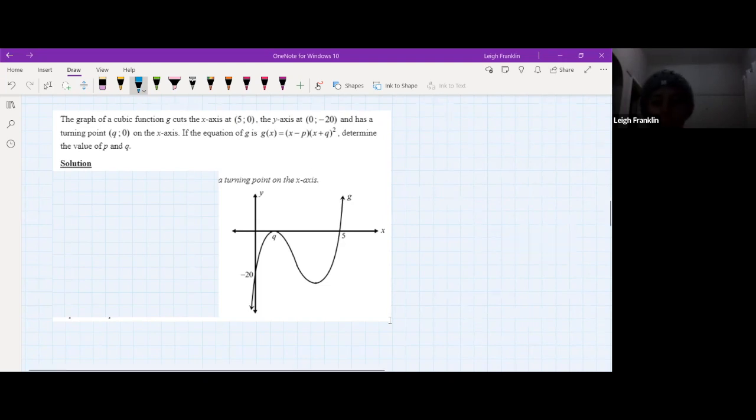Okay, they've told us our equation. The equation is g of x equals (x minus p)(x plus q) squared. Can you please determine the values of p and q? Can you see there, when they say to you, show that, you pretend you don't know what they are and you go about it exactly the same way? Yes.